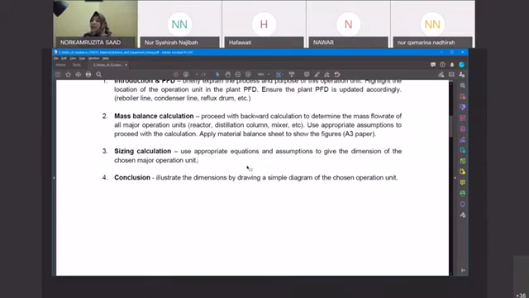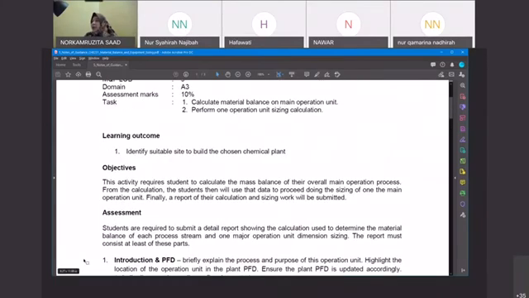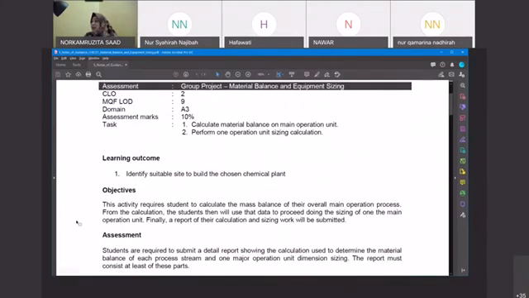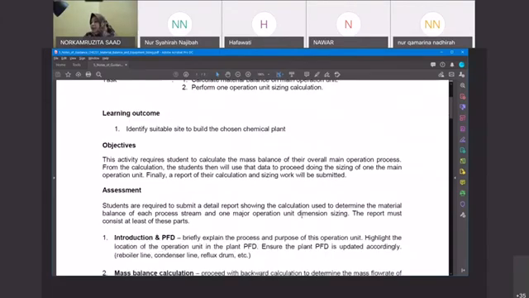And then lastly, conclusion, illustrate dimension by drawing a simple diagram of the chosen operation unit. Maksudnya you kena draw lah berapa tinggi dia, berapa diameter dia. You draw saja benda tu. So far you tak ada material design lagi. Tak masuk kat sini tentang material design. Dia cuma involve sizing sahaja, sizing calculation.